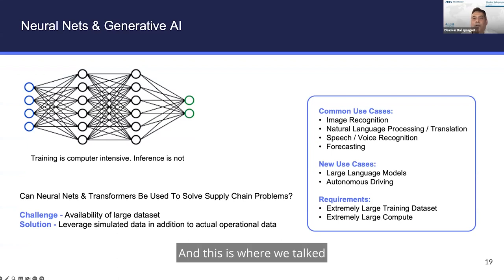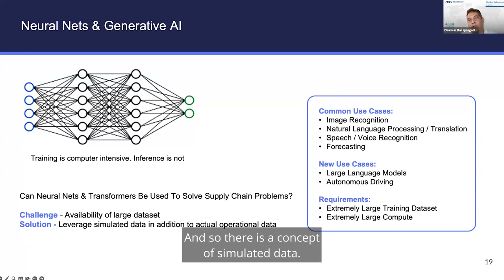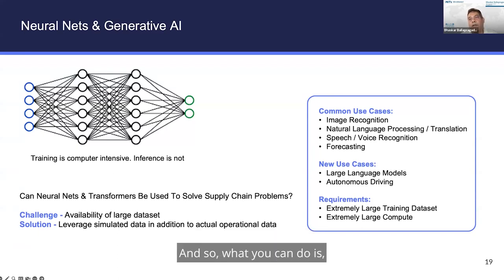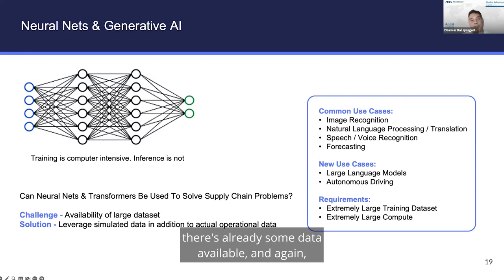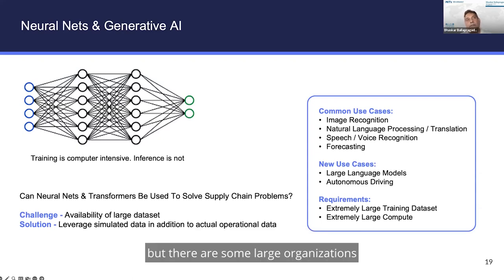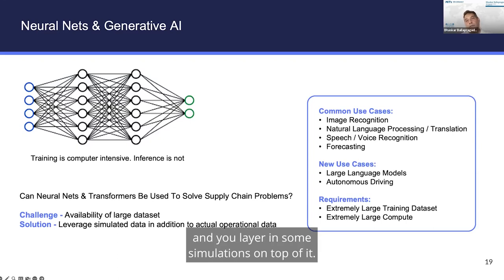And this is where we talked about data fragmentation, et cetera. And so there is a concept of simulated data. What you can do is, there is already some data available, and it varies depending on the type of organization. But some large organizations have a significant amount of data, and if you layer in some simulations on top of it, you can build enough of a training data set that you can build neural nets that can solve some of these complex challenges. Let me stop there and see if there are any questions.